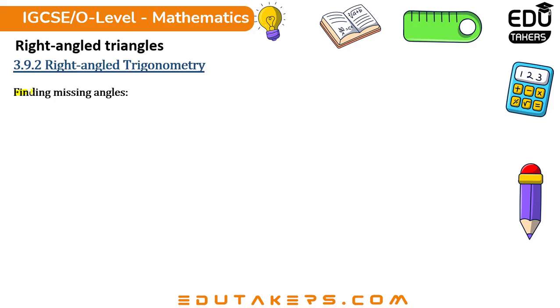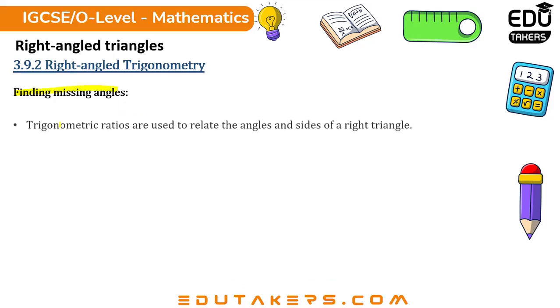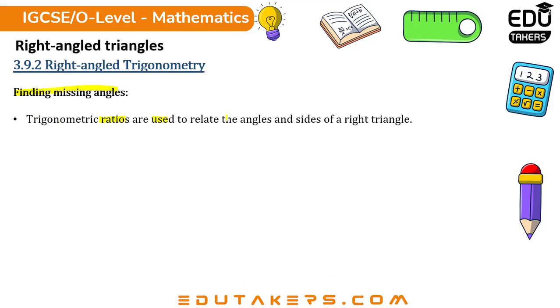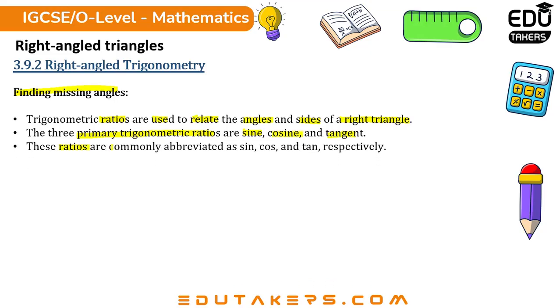Next is finding missing angles. Trigonometric ratios are used to relate the angles and sides of a right triangle. The three primary trigonometric ratios are sine, cosine and tangent. These ratios are commonly abbreviated as sin, cos and tan respectively.